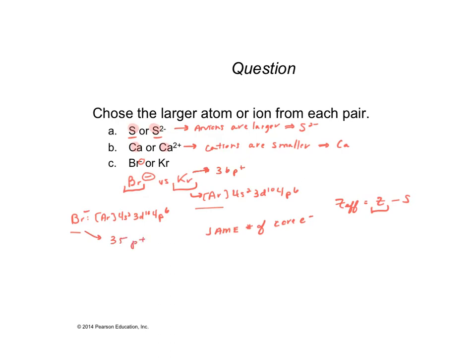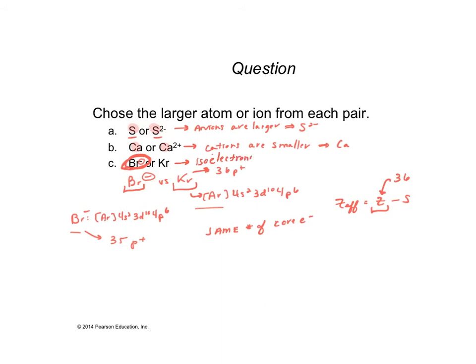So if they have the same number of core electrons, but they differ in their nuclear charge, then krypton is going to have a higher effective nuclear charge. It has more protons in the nucleus, which means it's going to pull in those valence electrons slightly tighter than bromine would. So the larger one here, because of the difference in the nuclear charge, is bromine. They have the same number of core electrons, but different numbers of protons in the nucleus. The one with more protons in the nucleus has a higher effective nuclear charge and a smaller radius. So bromine and krypton, this is something that we call isoelectronic.